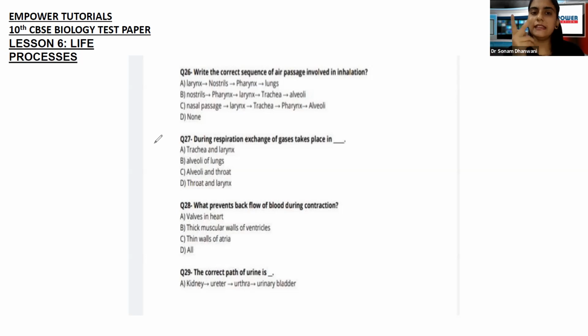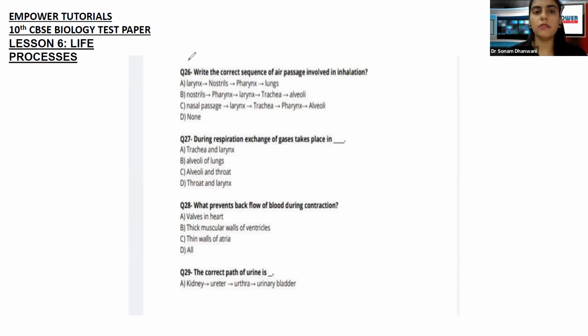Nostrils, then pharynx, larynx, trachea, and directly into the alveoli. Will it go directly from trachea to alveoli? No, right? So this mixing and matching of the sequence does not fit, which means even that is not correct. So the answer to this MCQ is option D, which is none.